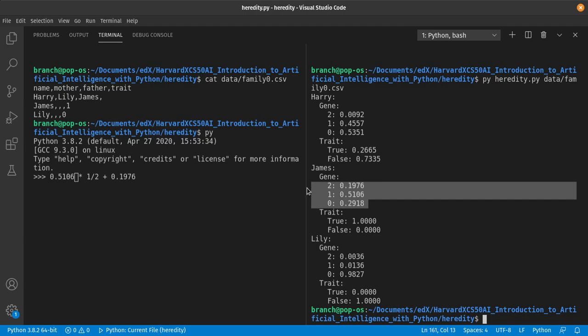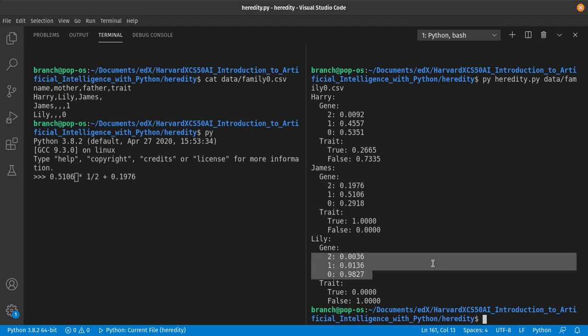James exhibits most likely 1 copy of the gene with 51% probability, followed by 0 copies at 29% and 2 copies at 20%. We can pretty easily estimate how many copies of the gene Harry should have. The most likely scenario is that Lily does not have the gene with 98% probability, so let's just assume that's 100% for the purposes of estimation.